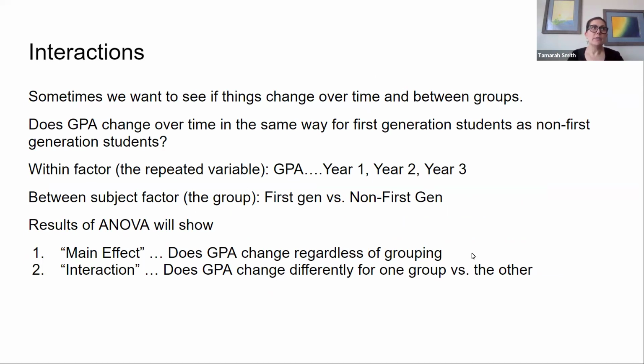You will also be given the opportunity to look at interactions in repeated measures ANOVA if you add into your analysis a between groups variable. So we might have this cohort with GPA, their first year, second year, and third year, and we want to look in that within factor, we call it the repeated variable, if GPA is changing. But maybe we want to add also to our analysis the between subjects factor of first gen versus non-first gen. And maybe we want to see if the pattern of GPA over time is the same for our first gen students as it is for our non-first gen students, right? So this would add a piece to it.